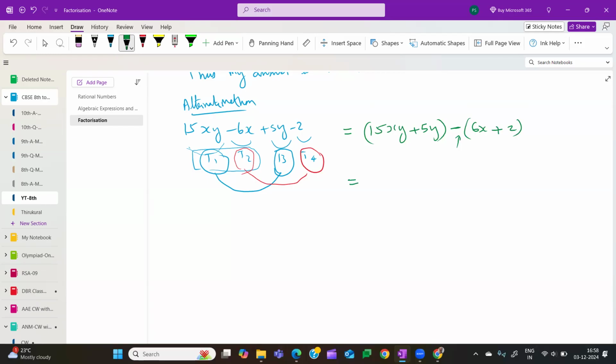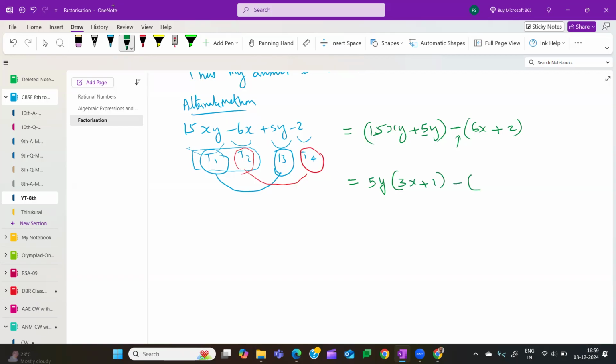This is equal to 15xy and 5y. Just compare the number part, that is 15 and 5. What is the common factor here? This is 5. And in the variable part, xy is there in term 1 and y is there in the other term. So y is the common factor. So 5y is the common factor. When we take it out, we get 15 divided by 5, it is 3. Then x is left out. And 5y, when we take it out, we get only 1. Minus is written as it is.